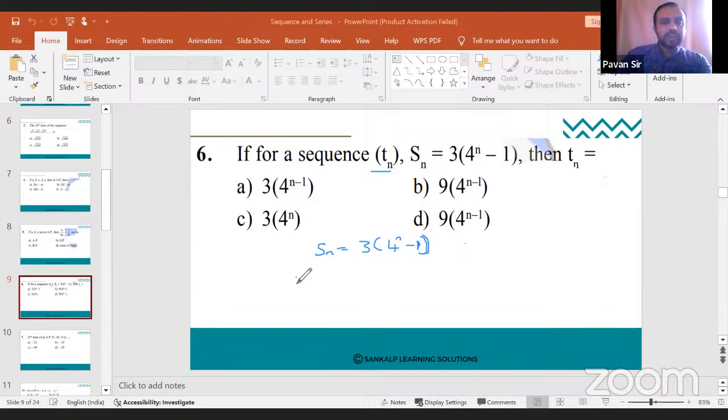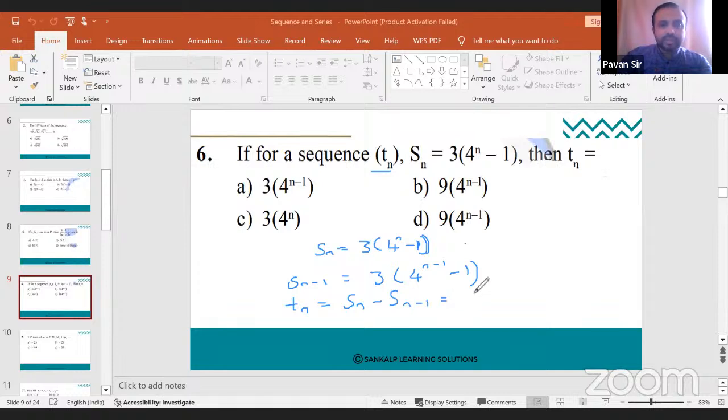So what about Sn minus 1? At the time of introduction I told that Sn minus Sn minus 1 will give you Tn. Sn is given. Sn minus 1 is wherever n is there, put n minus 1: 3 into 4 raised to n minus 1 minus 1. So Tn is nothing but Sn minus Sn minus 1.